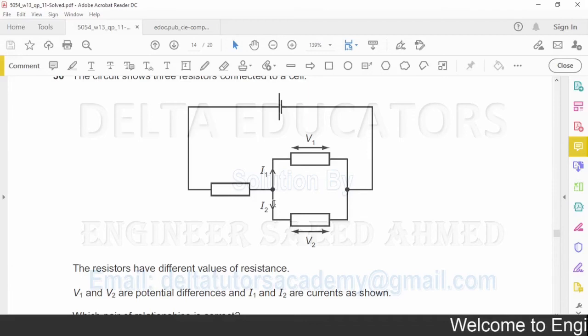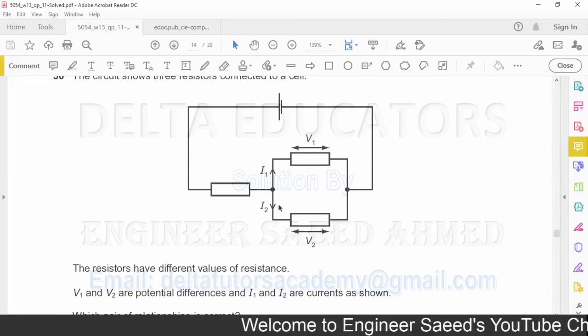So here the current will be more where the resistance is less, and the current will be less when the resistance is more. Since here both the resistors are different, this I1 and I2 cannot be equal, it will be different. What about the voltage? Here these two resistors are connected in parallel. When the resistors are connected in parallel, the voltage remains same. So here voltage V1 will be equal to V2, but this current I1 will not equal to I2.